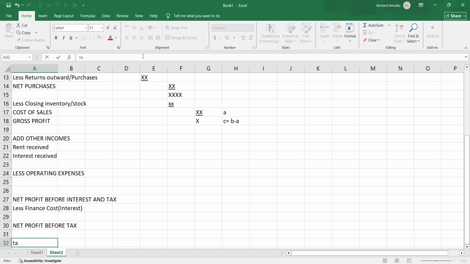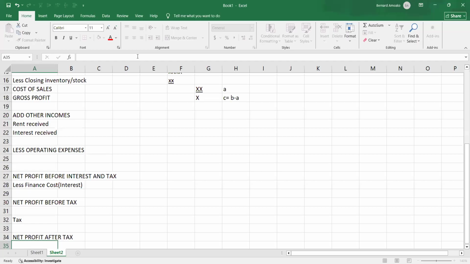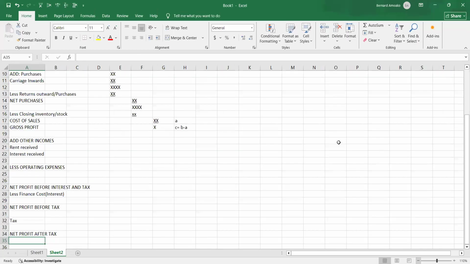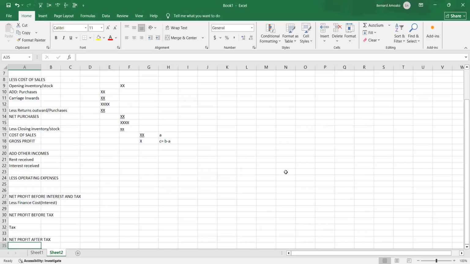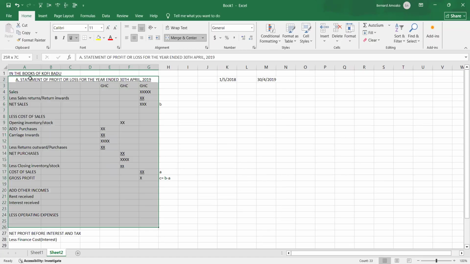For taxation, you make allowance for tax, then you come and do what we call your net profit after tax. So this is the format for the income statement. Any question with that format? This format is basically for JHS and SHS students.